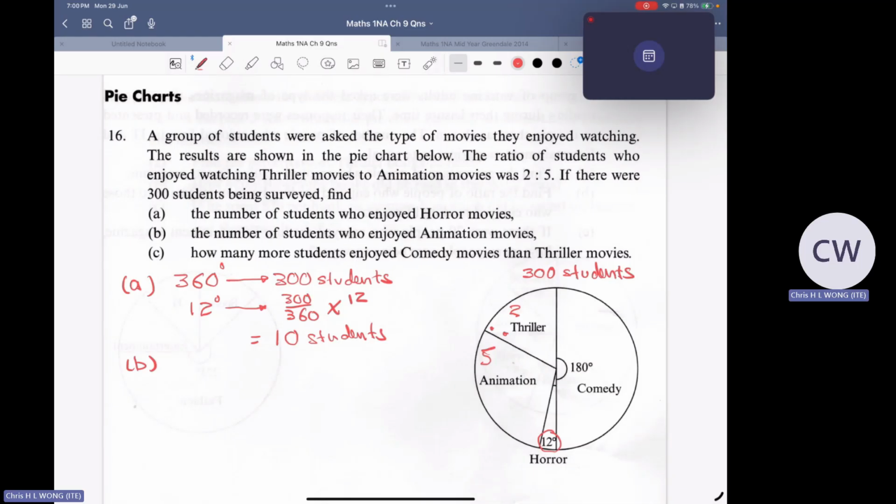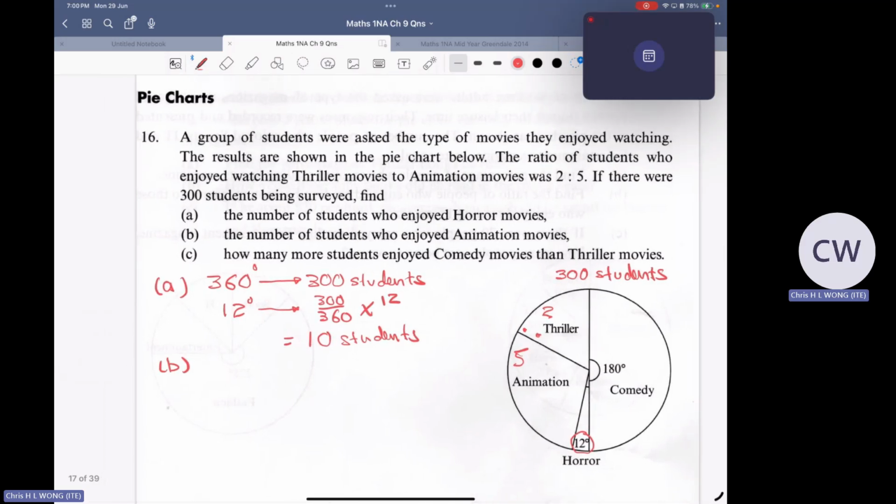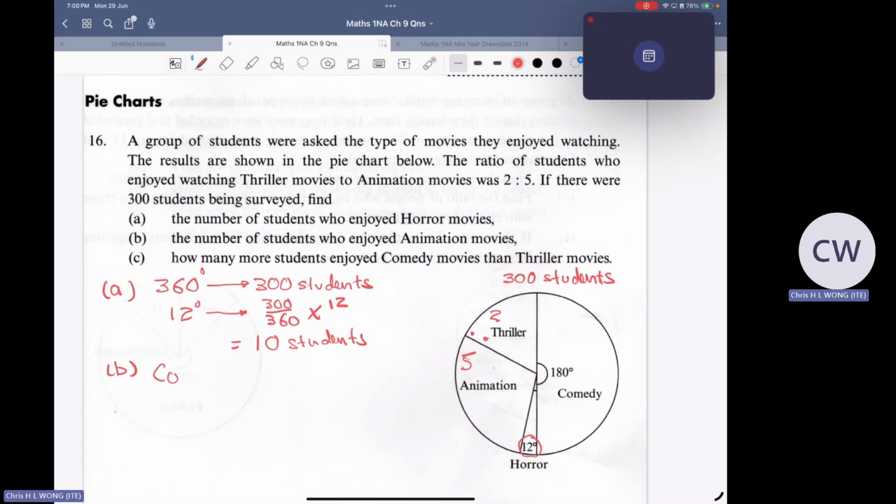Isn't that right? So if I just take this to be 150 students for thriller, animation, plus the horror, so total half, 150 students. Now what I need to do, I can see that 180, I will get 300 for comedy. I'll put comedy equals 300 divided by 2. Maybe I don't use the word comedy. I'll use the word thriller, okay? It'll be easier straight away.